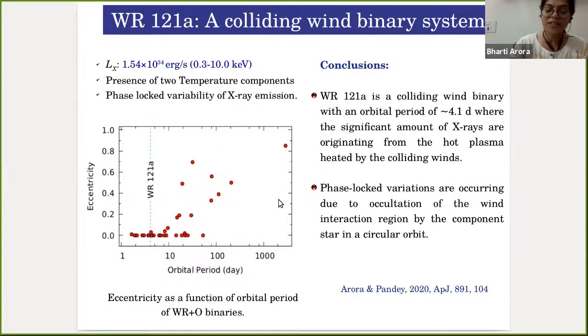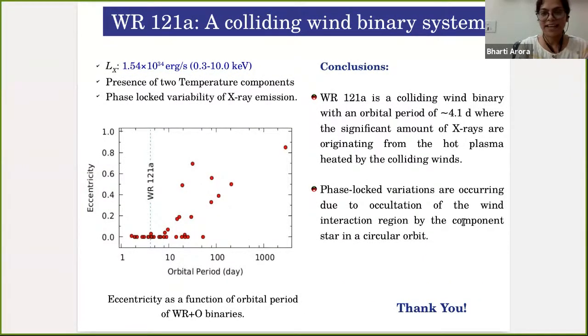When we tried to see what the probable orbit of the system would be, it was found to be almost circular, among the category of other WR plus O binaries, as given by this plot. To conclude this talk, we could say that WR121A is a colliding wind binary with an orbital period of 4.1 days, and the flux variations could be coming from the occultation of the wind interacting region by the component stars in a circular orbit. So that's it. Thank you so much.